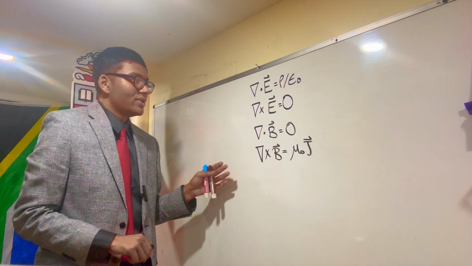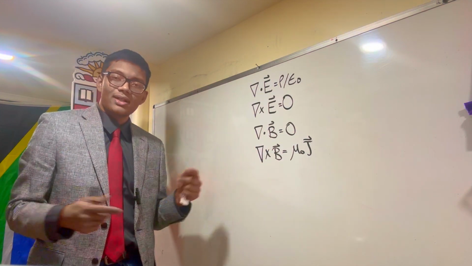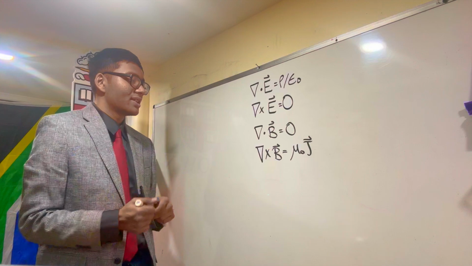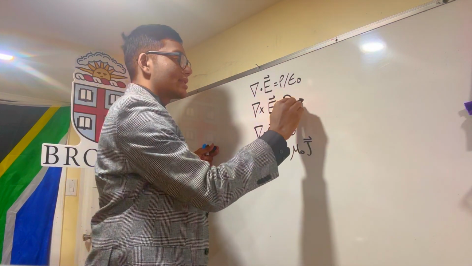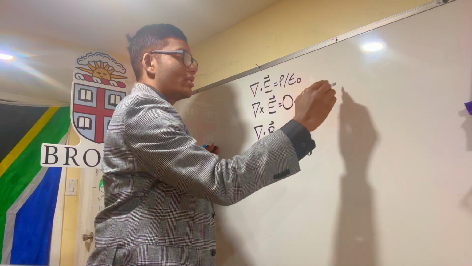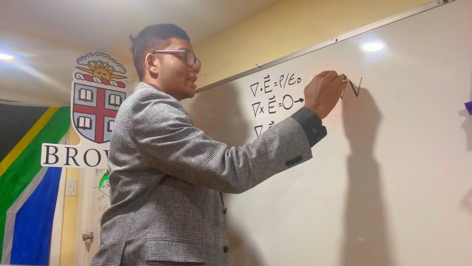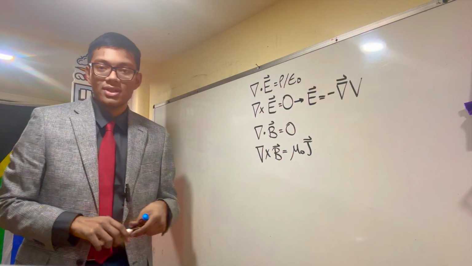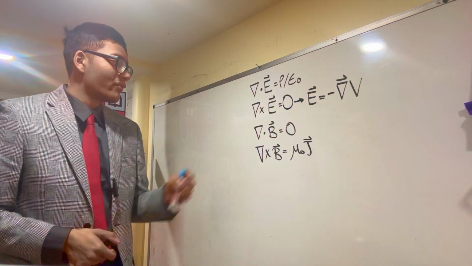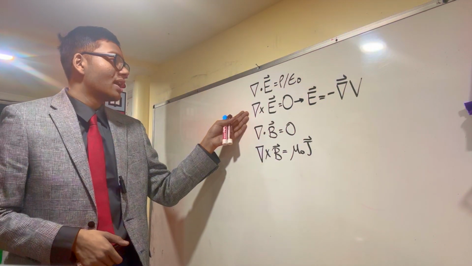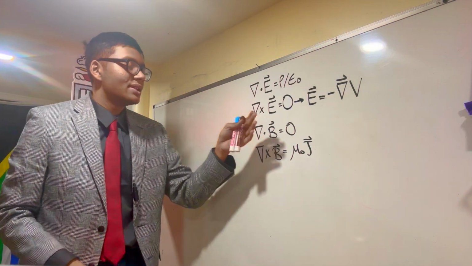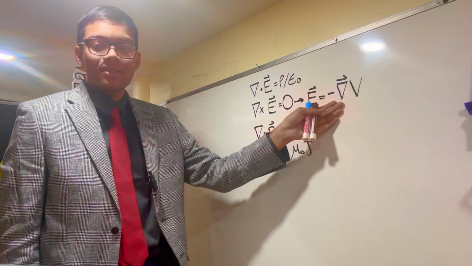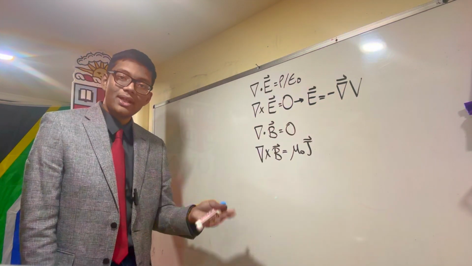Now we look at these and ask, is there anything we can extract from them? Well, yes, in fact, there is. The curl of the electric field being 0 immediately tells us that the electric field can be written as the gradient of a scalar potential. This is just calculus 3 knowledge. If you have a vector field whose curl is 0, then you immediately know that vector field can be written as the gradient of a scalar field.